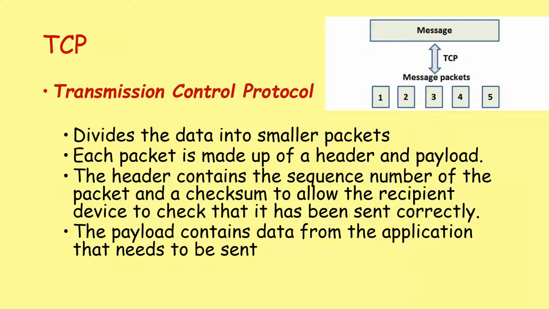Transmission Control Protocol. What does it do? Well, you can't send huge blocks of data, huge messages across a network. It ties up routers, it ties up the network infrastructure. It's not a good way of doing it. It's much more sensible to divide the data into small units that we call packets. And that's the first job of TCP. Take all your data, divide it into smaller packets.